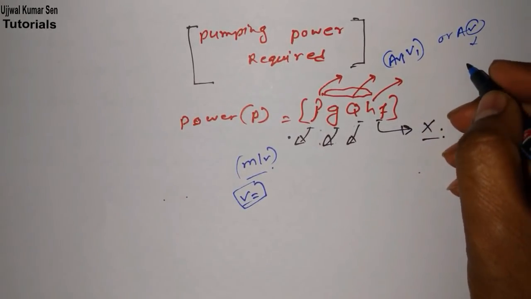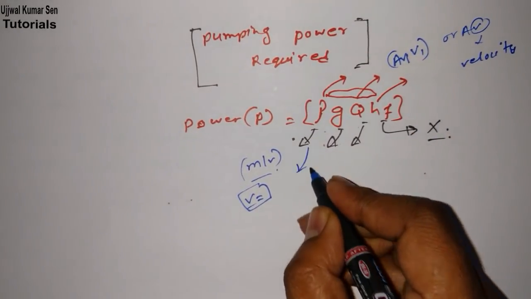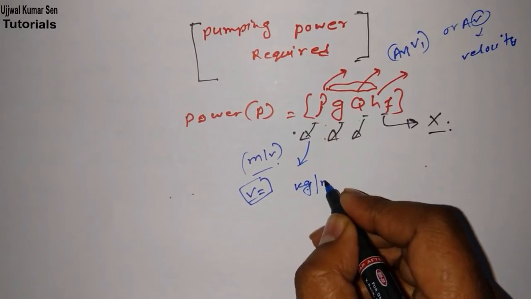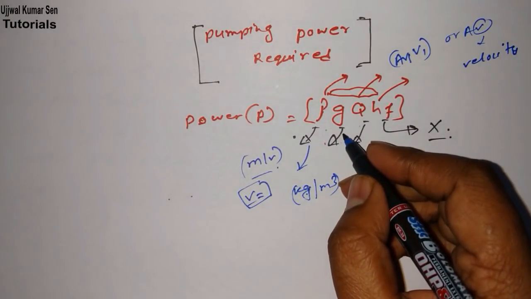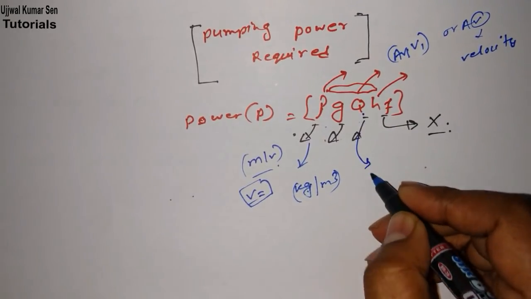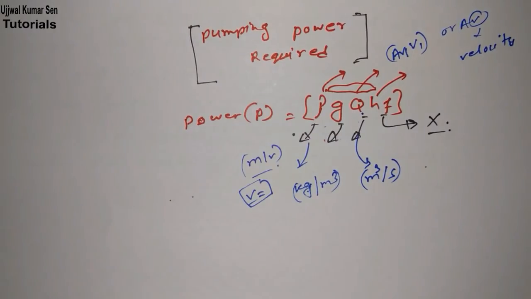Okay, first. Second, discharge Q is A1 V1 or AV. Here V is not volume, here V is velocity, and density is kg per meter cube, its unit, right? G we know that 9.81 meter per second square. Unit of Q is meter cube per second, that is discharge.